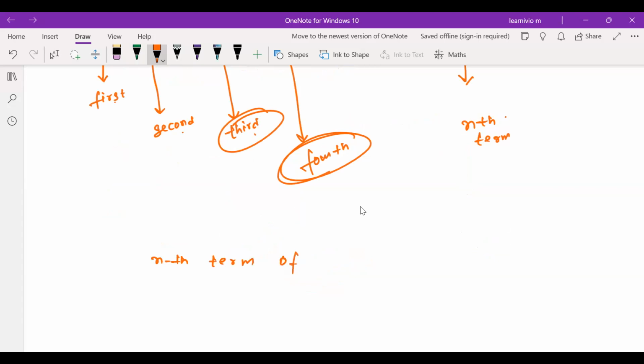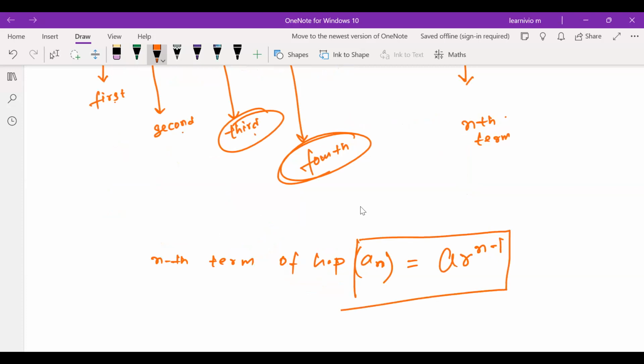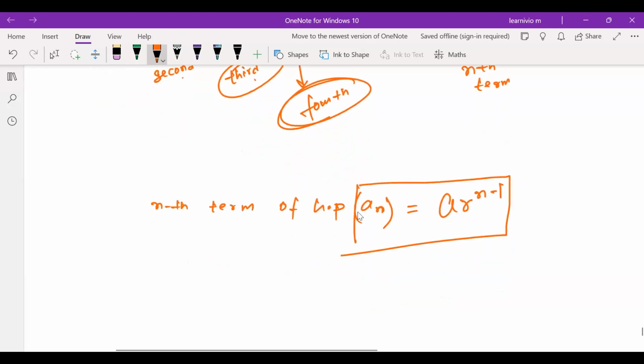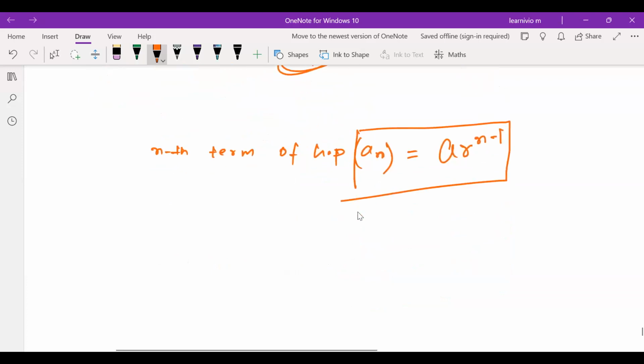the formula, the way we used to represent in the AP, will be a n equals ar to the power n minus 1. This formula you have to learn. Whenever we are finding the nth term, we have to use the same formula. r is the common ratio, a is the first term, n is representing which term we are talking about. So far is it clear, Ali? Yes, ma'am. Now we can solve a question.